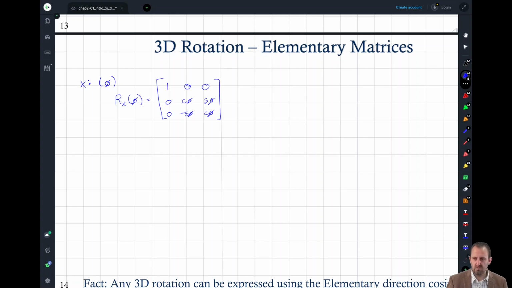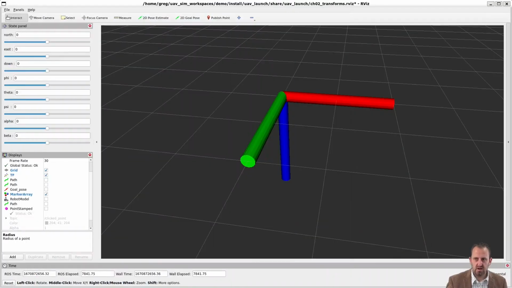Okay, excellent. So if we jump back to our coordinate frame, phi defines our rotation about the x-axis, and remember the x-axis is red. If we do a positive rotation, it's just moving the other axes around. So we're just rotating our axes. We're rotating the green and the blue, which correspond to our y and z, just about that x-axis. Okay.